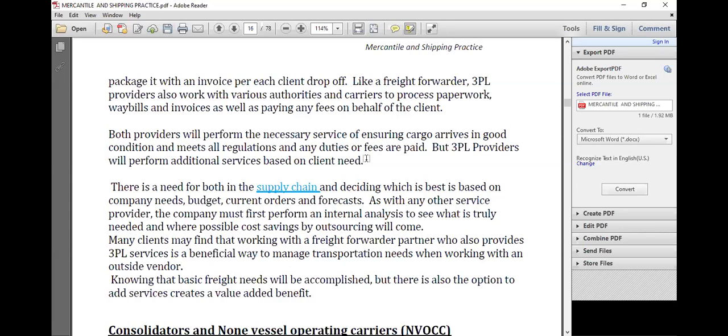That is their budget, current orders, and the focus. And as with any other service provider, the company must first perform an internal analysis to see what is truly needed, and where possible, cost savings by outsourcing will come.